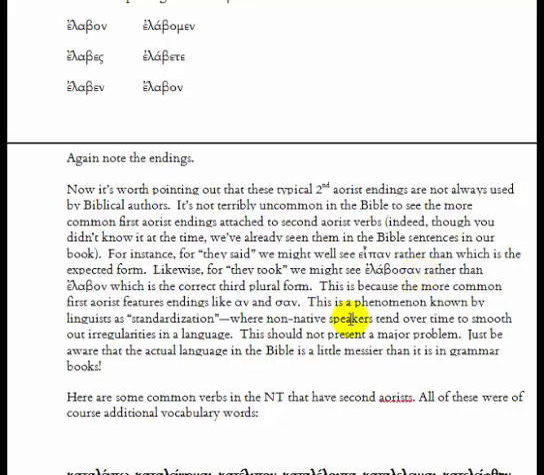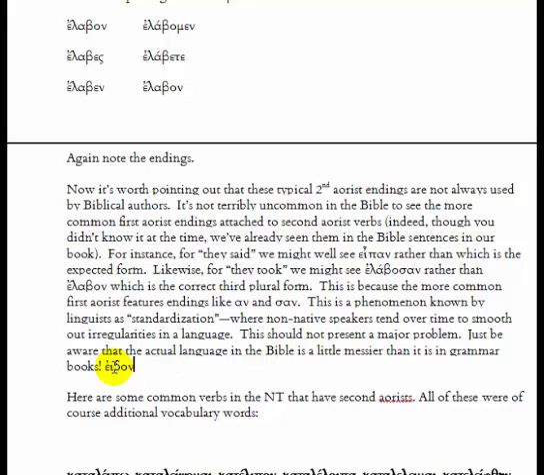Oftentimes you'll see, instead of eidon, which would be the correct form for I saw, you might see eidosan, which is instead what? That also means they saw. It's just kind of the more vulgar form, you might say. But you do see this in the New Testament. It's a fairly common phenomenon.